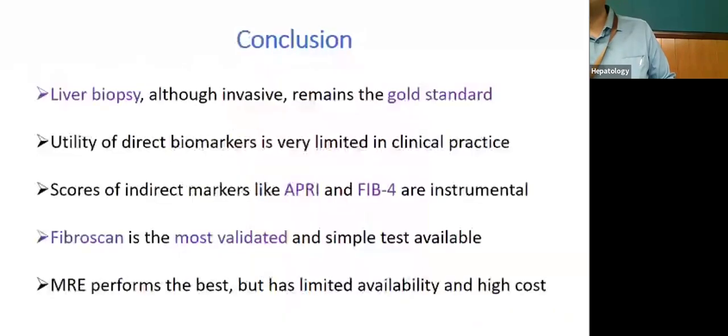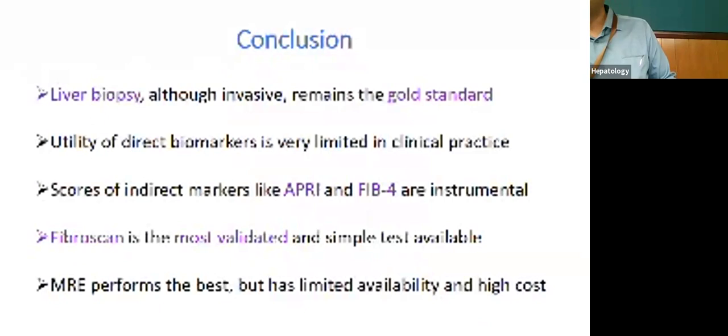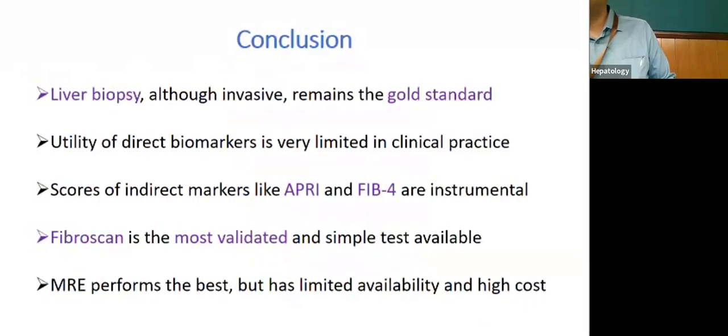So I would like to conclude that liver biopsy, although it remains the gold standard, utility of direct biomarkers is very, very limited in routine clinical practice. Scores of indirect markers like APRI and FIB4 are very instrumental, particularly in resource-constrained settings. And we were discussing the National Viral Hepatitis Control Program. If you see the basic slides of assessment of fibrosis in hepatitis C patients, which are provided for teaching and training purposes in the program, they focus on only three things: APRI, FIB4, and FibroScan.